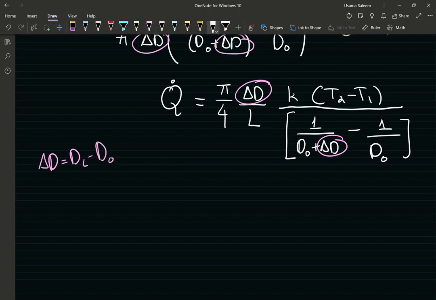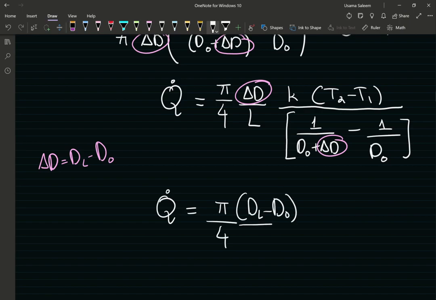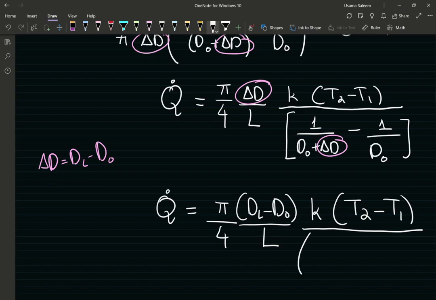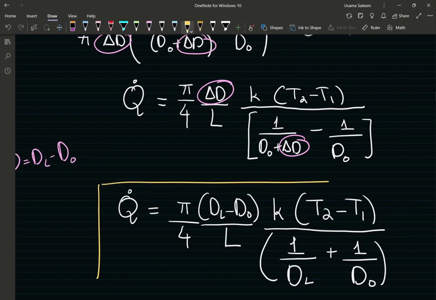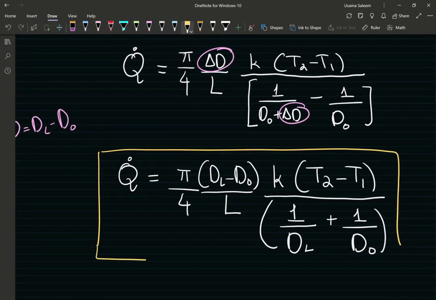You're still gonna have Q dot on the left hand side, and you're gonna have pi times D sub L minus D sub 0 divided by 4 divided by the axial length times the conductivity multiplied by the temperature difference at both faces. Good. And the reciprocal of 1 over D sub L, D at one end, minus 1 over D at z equals 0. So this is your final equation, and up till this point you've solved the heat transfer.